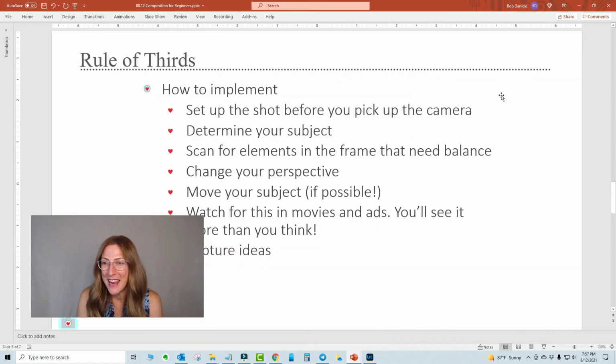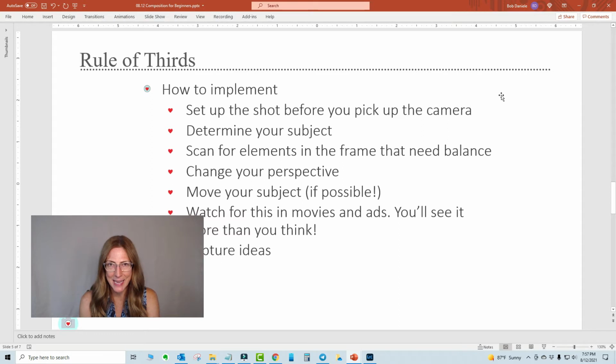All right. So how do you implement this? You set up the shot. Start to think about the shot before you pick up the camera. And when you do have the camera in your hand, know what your subject is. Is the subject like an image with a person in it, and then it's going to be very easy? Or are you telling a story? What is it that your subject is?